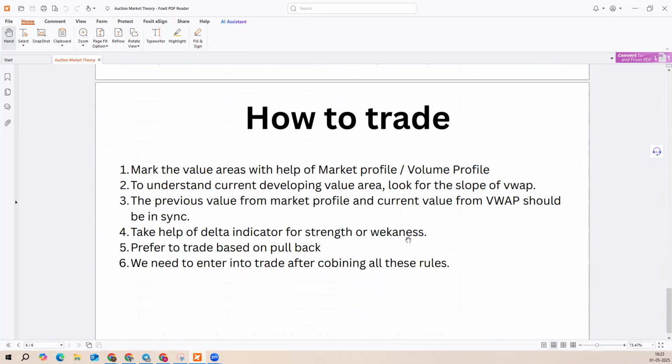Okay, so always mark the value areas with the help of market profile. Now, to understand the current developing value area, you have to look at the slope of the VWAP. Try to create a synchronization from the previous day market profile and the VWAP. Then take the help of the delta indicator and always wait for a pullback before taking trades. Okay, so I hope these levels will help you.